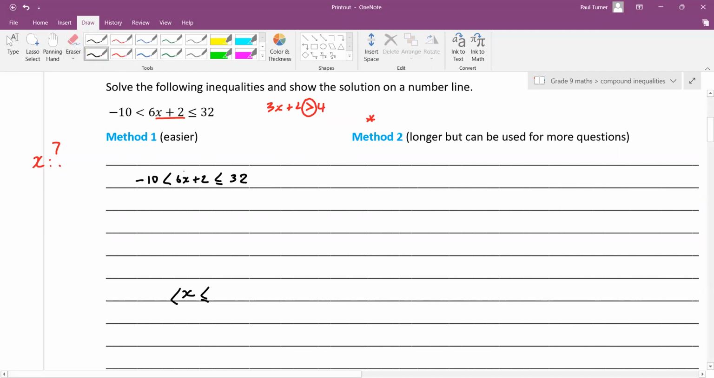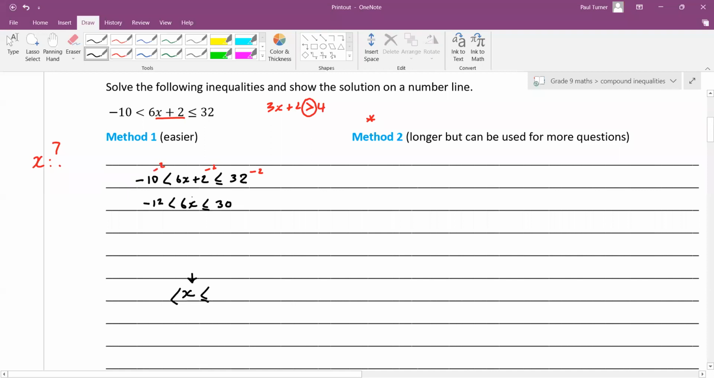What we try and do is change this to be x. To do that, we see we've got 6x plus 2. The first thing to do is get rid of 2. To do that, we subtract 2 everywhere. So you go -2, -2, -2. 2 minus 2 is 0. -10 minus 2 is -12, less than 6x, less than or equal to 32 minus 2 is 30. You can copy this down with me.